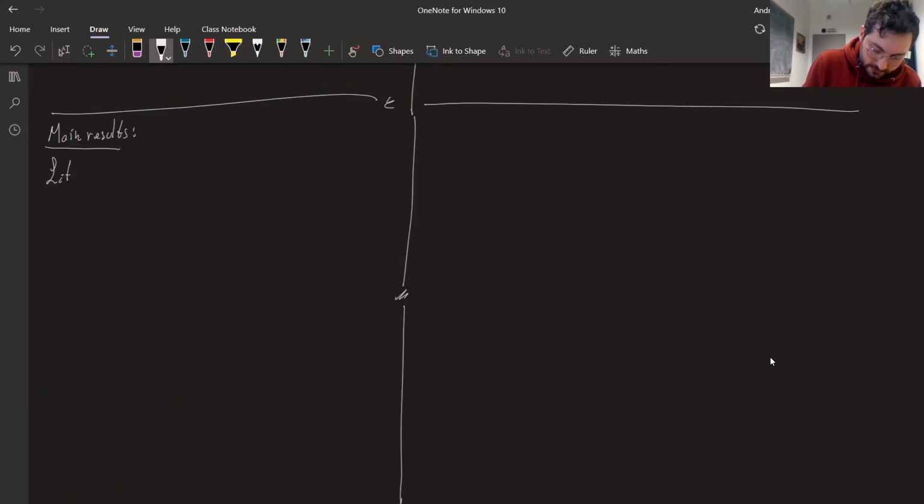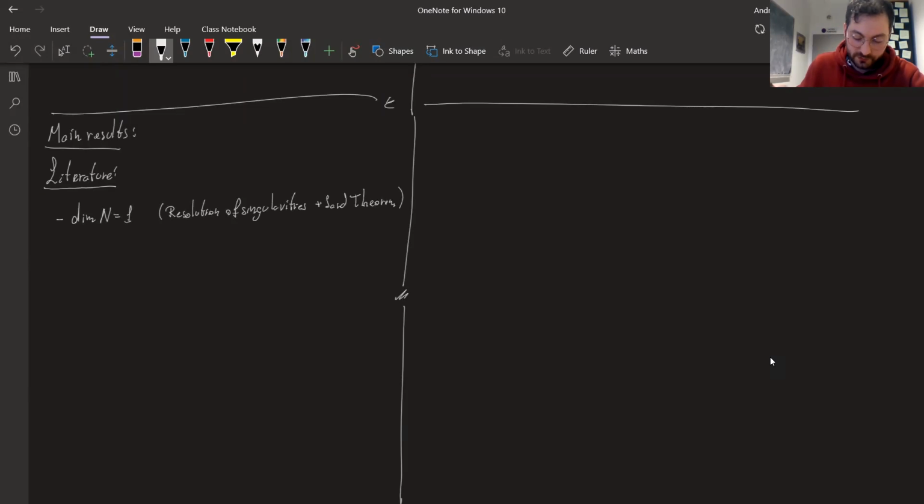Let me start with the literature. First of all, it's not in the literature, but in the case of dimension of the target of dimension 1, it is essentially resolution of singularities, but we're going to see the proof in details later on. We need to use Sard's theorem, or something else, but we need to use something about the critical values. But we're going to see it later on.